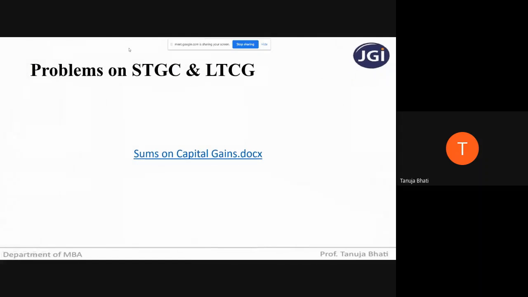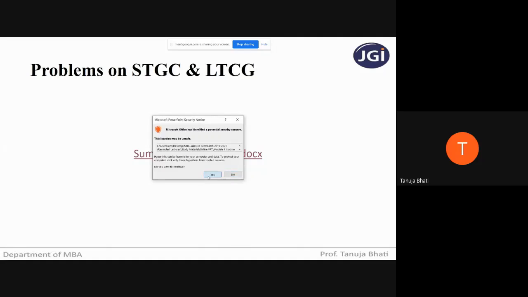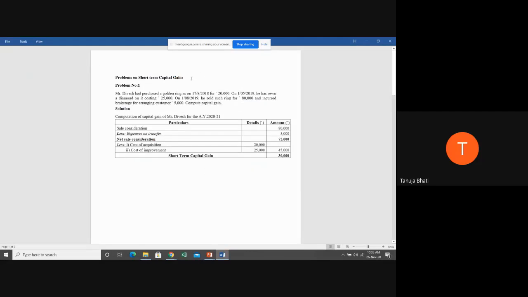Okay, so let us see problems on short-term capital gains and long-term capital gains just to understand the theory. Is the screen visible to everyone? Yes, ma'am.